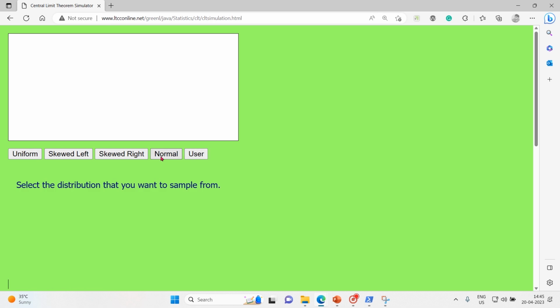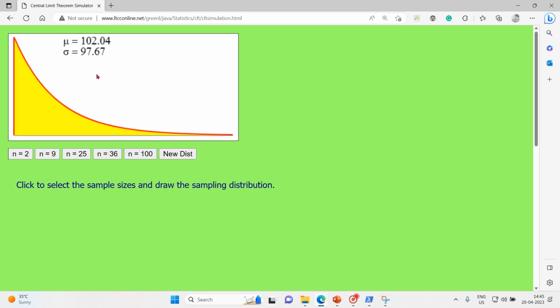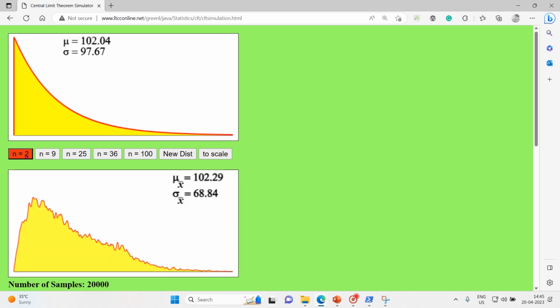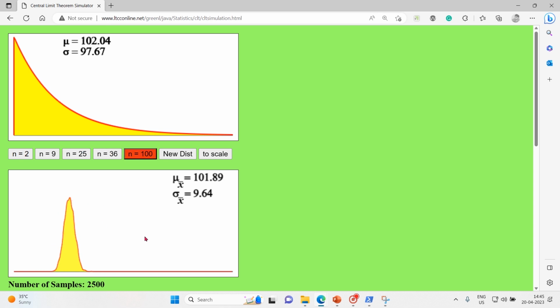Okay, now let's get into the third one, that's skewed right. You see that the right portion of your graph has been skewed. So begin with n equals 2, skewed right. 9, normal. 25, better. 36, reduced spread, perfect spread.